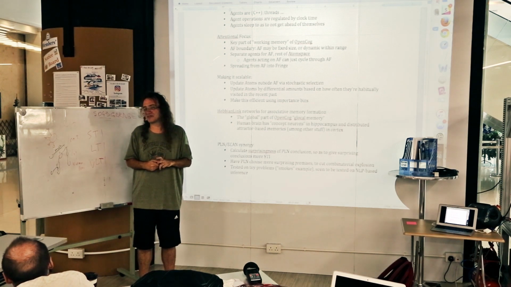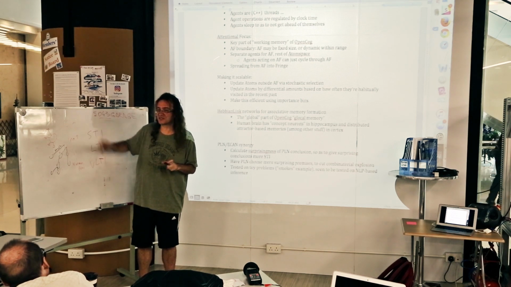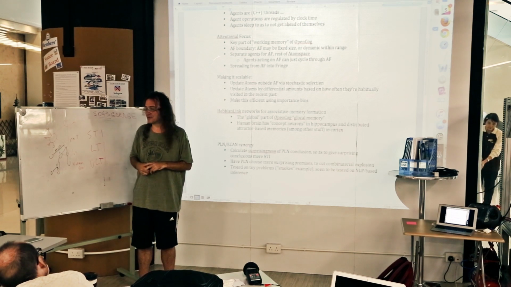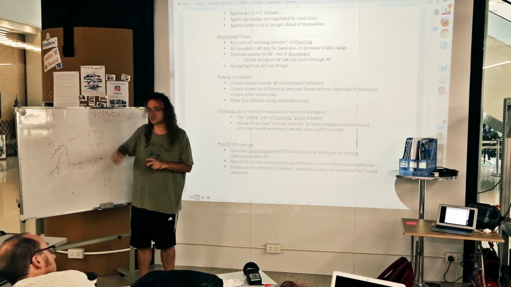That somehow stored to long-term memory. It's all the atom space. So the atom space by default is long-term memory. And then the percentage of the atom space with the highest short-term importance is called the attentional focus.